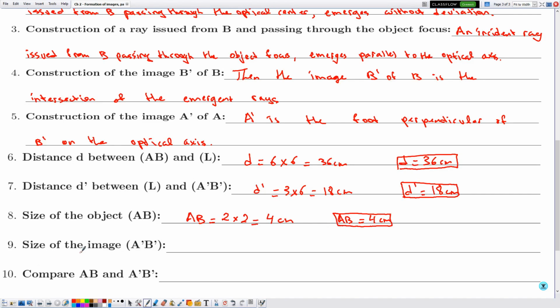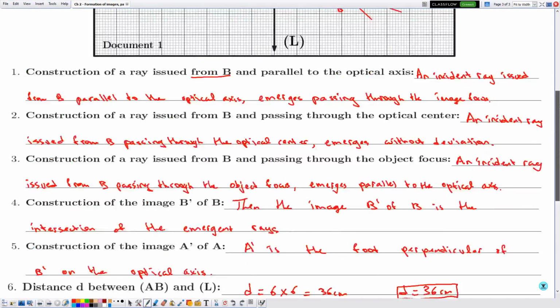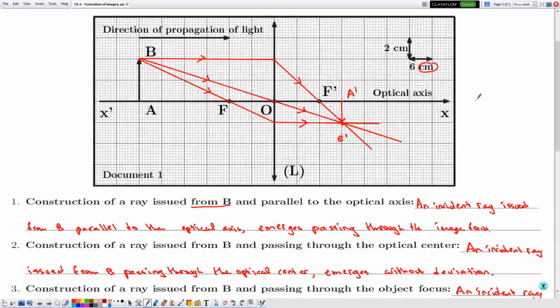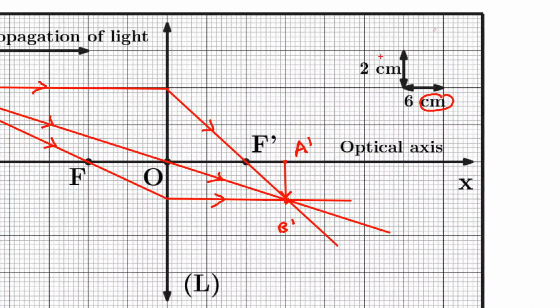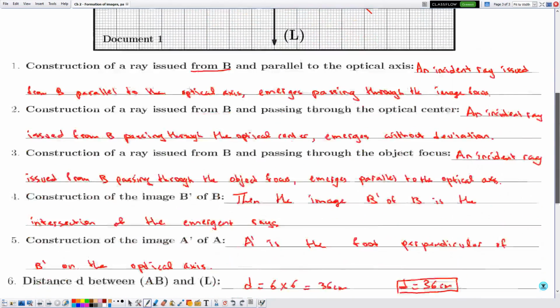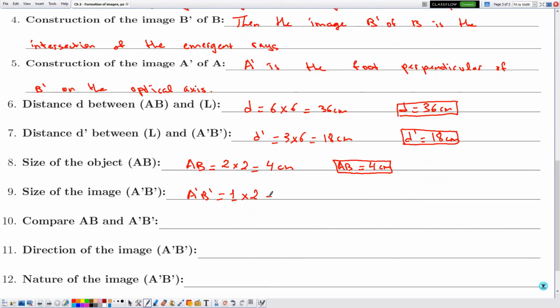And now in number 9, they are telling me to calculate the size of the image A prime B prime, which is denoted by A prime B prime, and it consists of 1 division, and we multiply by the scale along which we have counted the number of divisions, which is the scale along the y-axis, which is 2. This will give me 2. Since the scale is in centimeters, then the value of A prime B prime is in centimeters. So A prime B prime is equal to 2 centimeters.